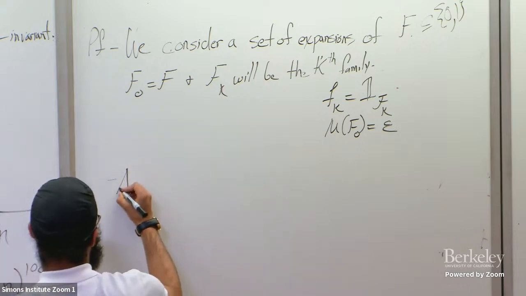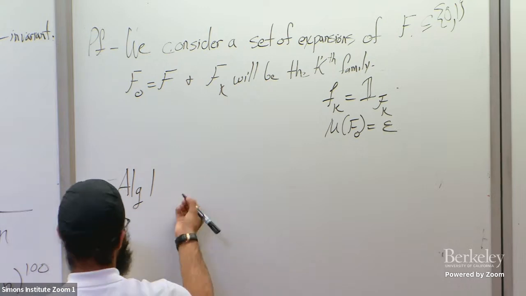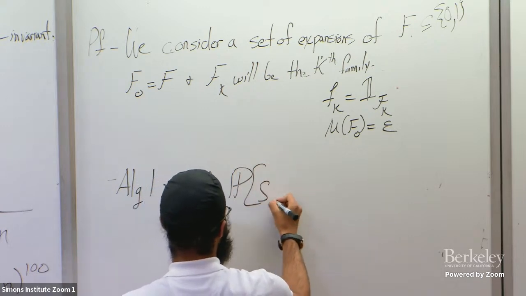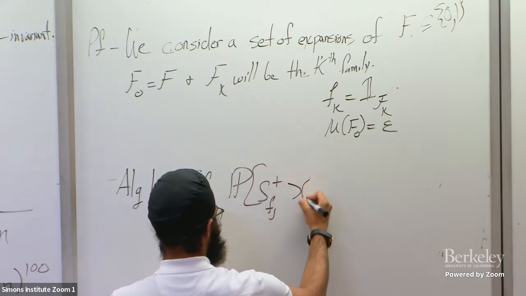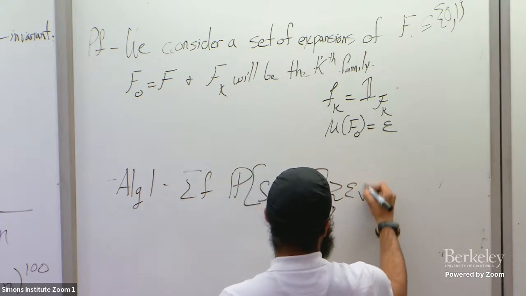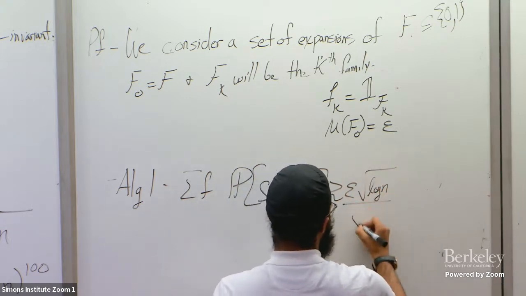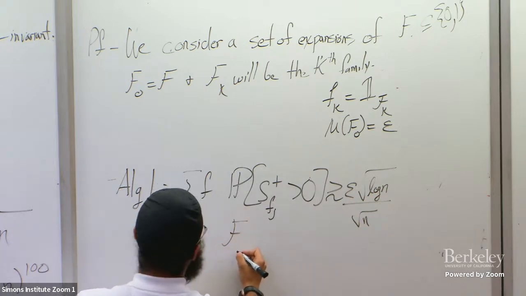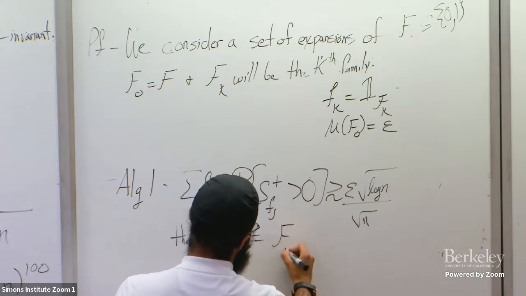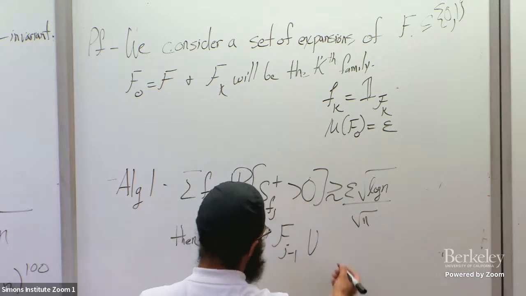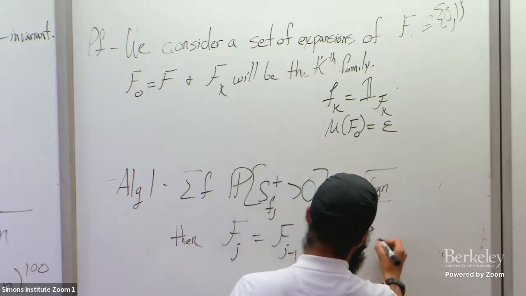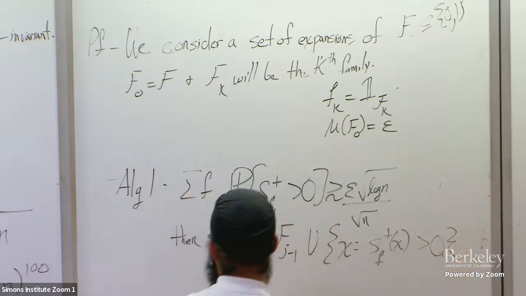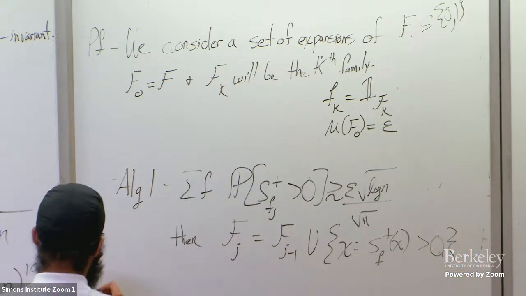So we're just going to try to expand using one of these conditions. There's going to be algorithm 1, or step 1. If the probability of Sfj plus is greater than 0, is greater than epsilon times square root of log n over root n, then I'm just going to define Fj to be Fj minus 1 union the points x which satisfy this condition, such that Sf plus of x is greater than 0. So that's step 1, the first algorithm.